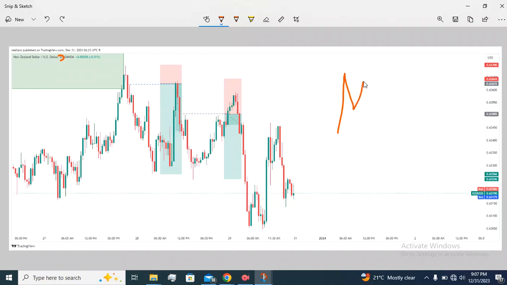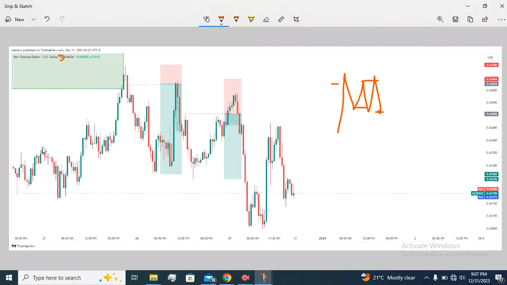Following this sell model, you see a sweep of liquidity right here, then the first break of structure, then this high right here. This is where you take your sell to target these lower lows, right? So this is exactly what was happening.